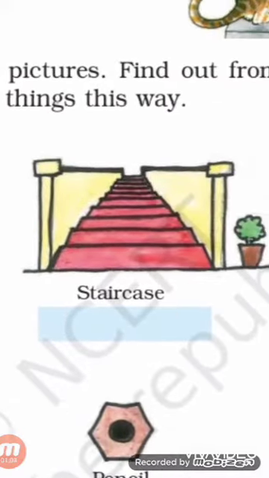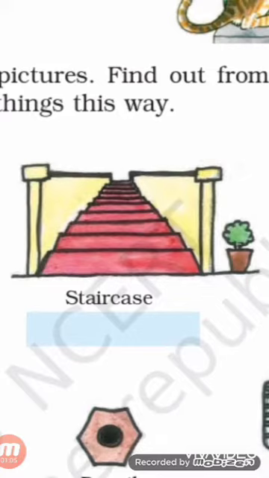See the next picture. This is also a staircase. But you can see here the stairs are going downside. Okay. So if you stand at the top of the staircase, you can watch that these stairs are going downside. Means it is the top view of the staircase. So in the box we will write top view.